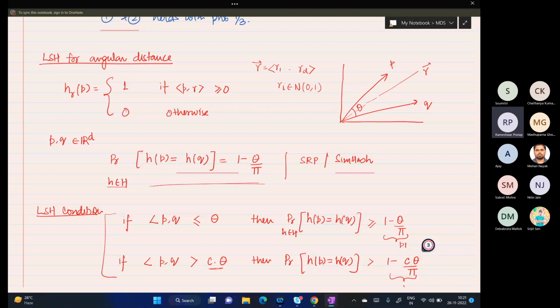So in a way, we have 2 points P and Q such that the angle between them is theta, and we are taking a random hyperplane. So what is the probability that that random hyperplane separates P and Q? That is theta by pi. And what is the probability that the random hyperplane is not able to separate P and Q? It is 1 minus theta by pi. So this is what is captured in this expression.